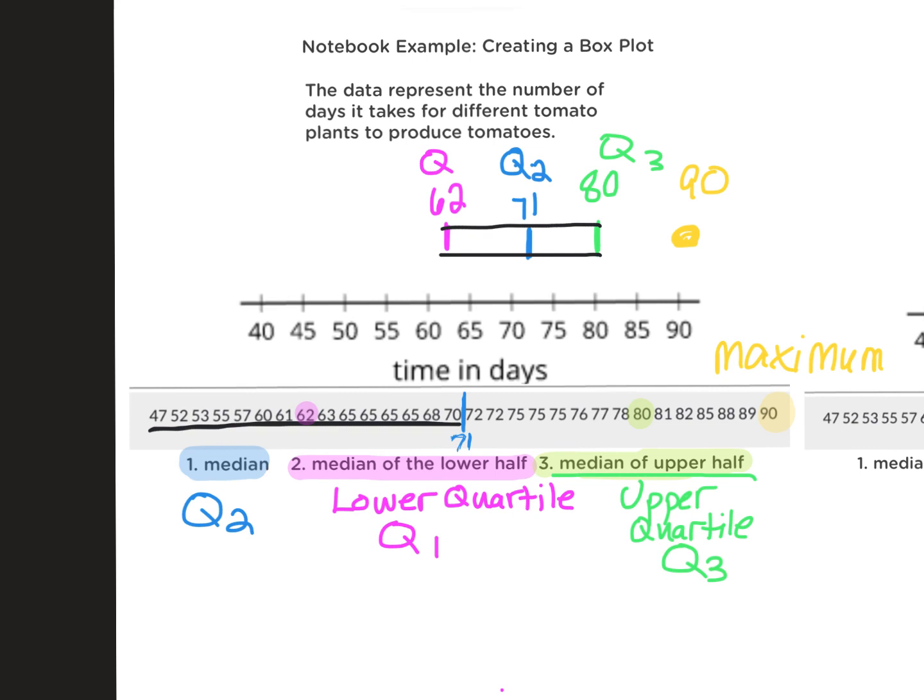And then finally, you also need a dot above the lowest number in that data set. The biggest one is the maximum, the smallest one is the minimum. So you need a dot about where the 47 would go. I didn't make that very straight, but then you've got the little whiskers that extend out to the side of it.